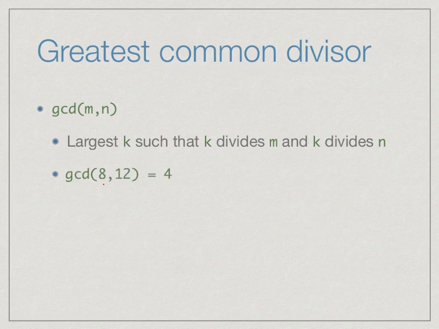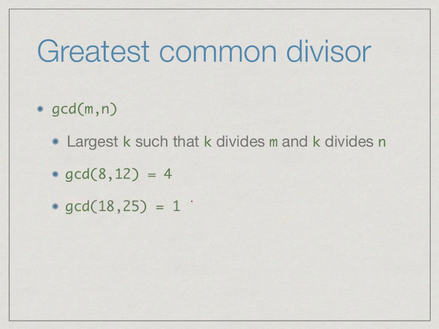For instance, if we look at the numbers 8 and 12, then we can see that 4 is a factor of 8. 4 is a divisor of 8. 4 is also a divisor of 12. Another divisor of 12 is 6, but 6 is not a divisor of 8. So if we go through the divisors of 8 and 12, it's easy to check that the largest number that divides both 8 and 12 is 4. So GCD of 8 and 12 is 4.